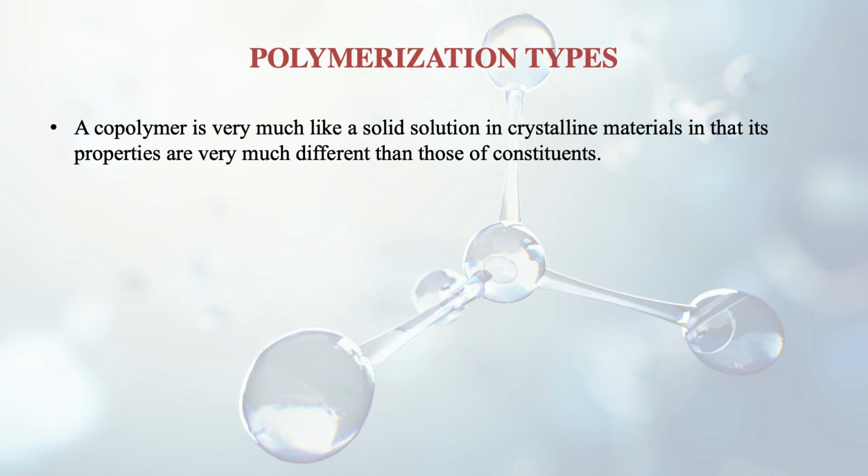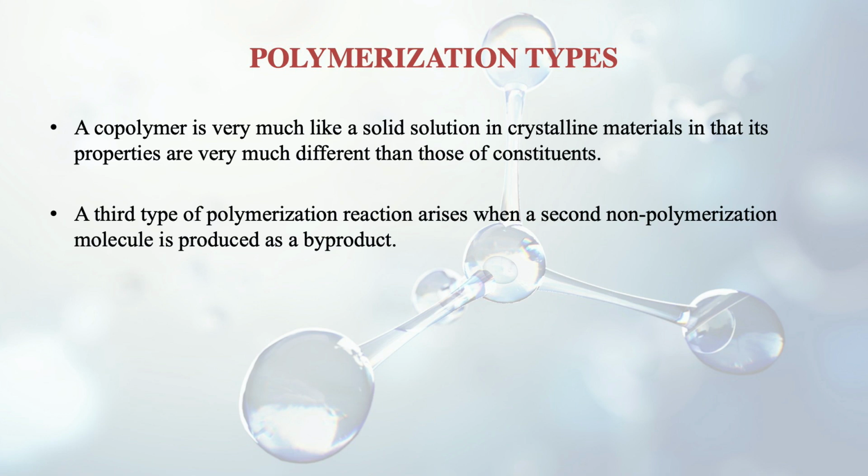A copolymer is very much like a solid solution in crystalline material, such that its properties are very different from those of the constituents. That is why it is like a solid solution. Then there is one more type of polymerization. We have discussed addition polymerization and copolymerization. The third one is condensation polymerization.